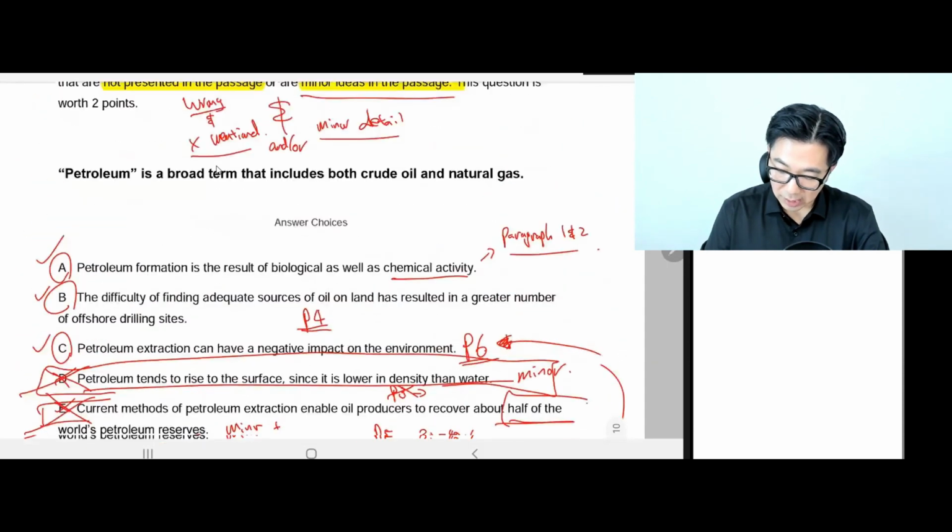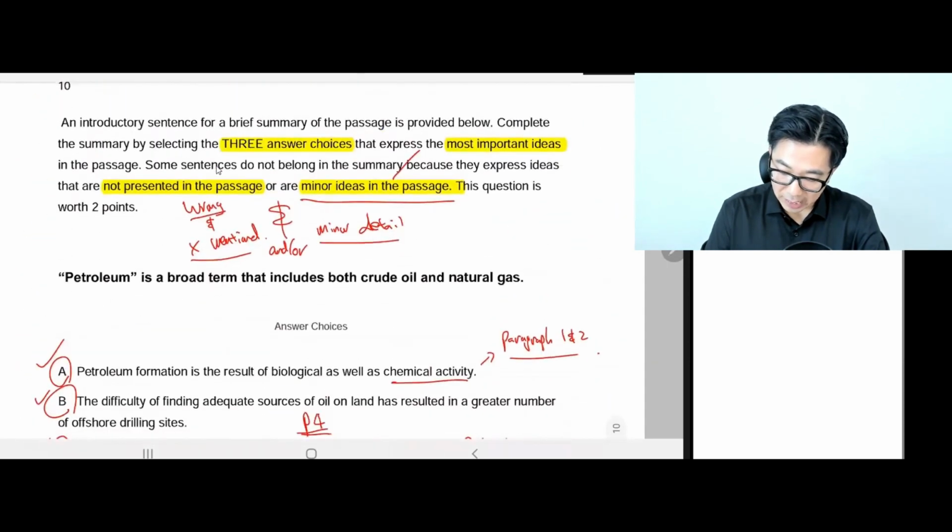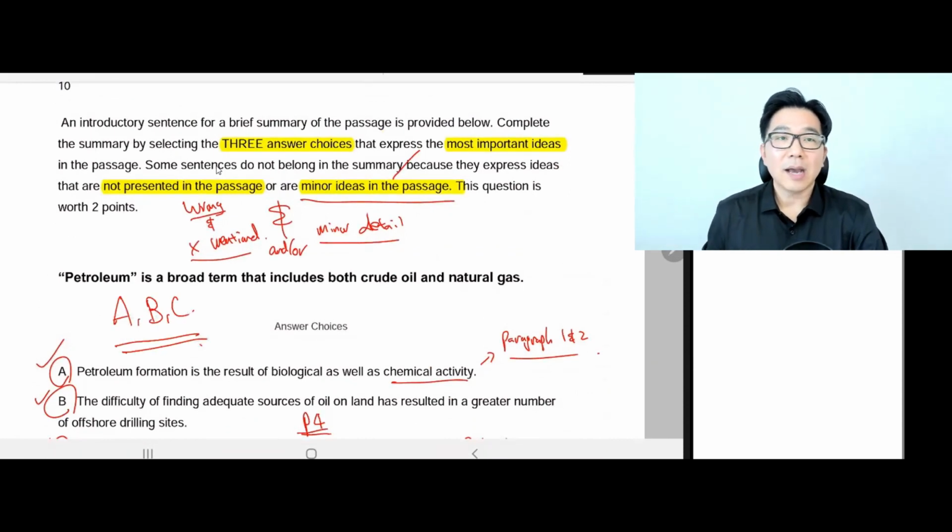So question 10, the three answer choices that are correct are A, B, C. So the whole passage, 10 questions, one TOEFL reading practice test set is completed.